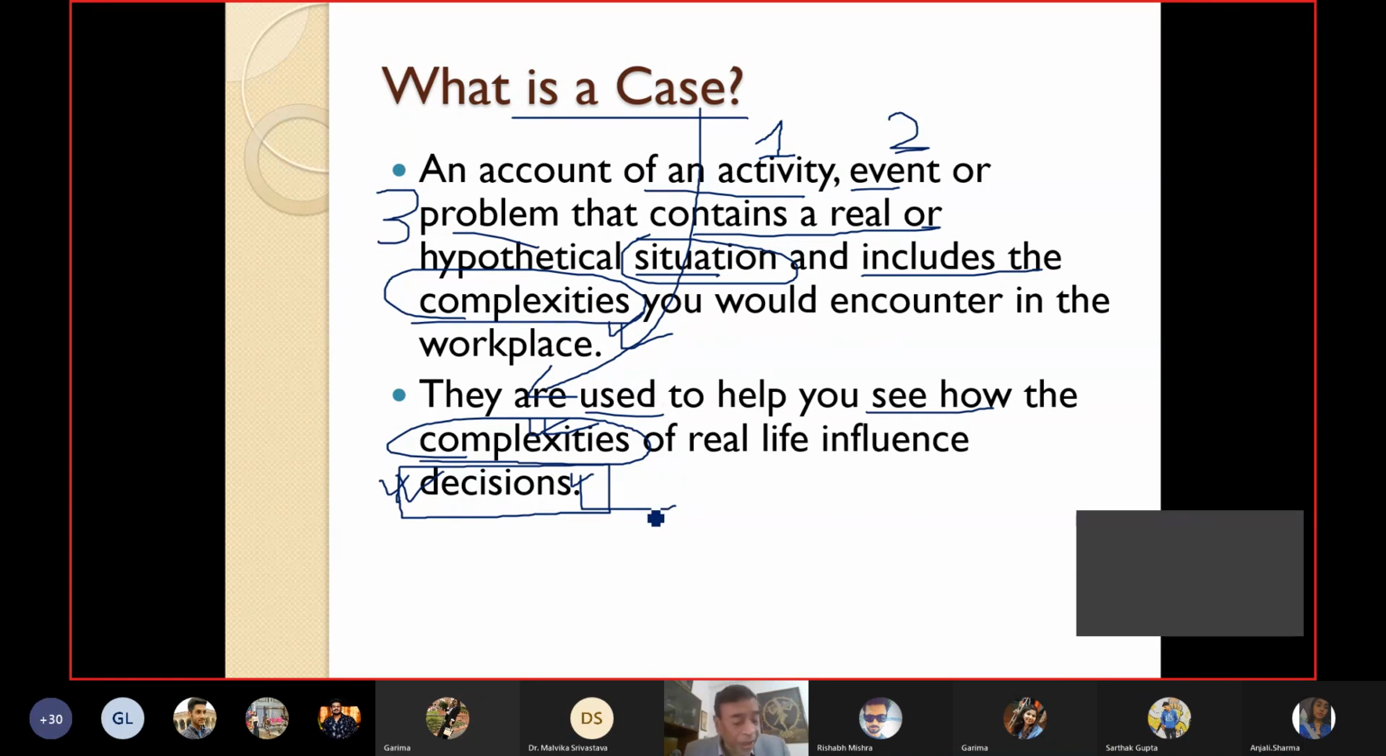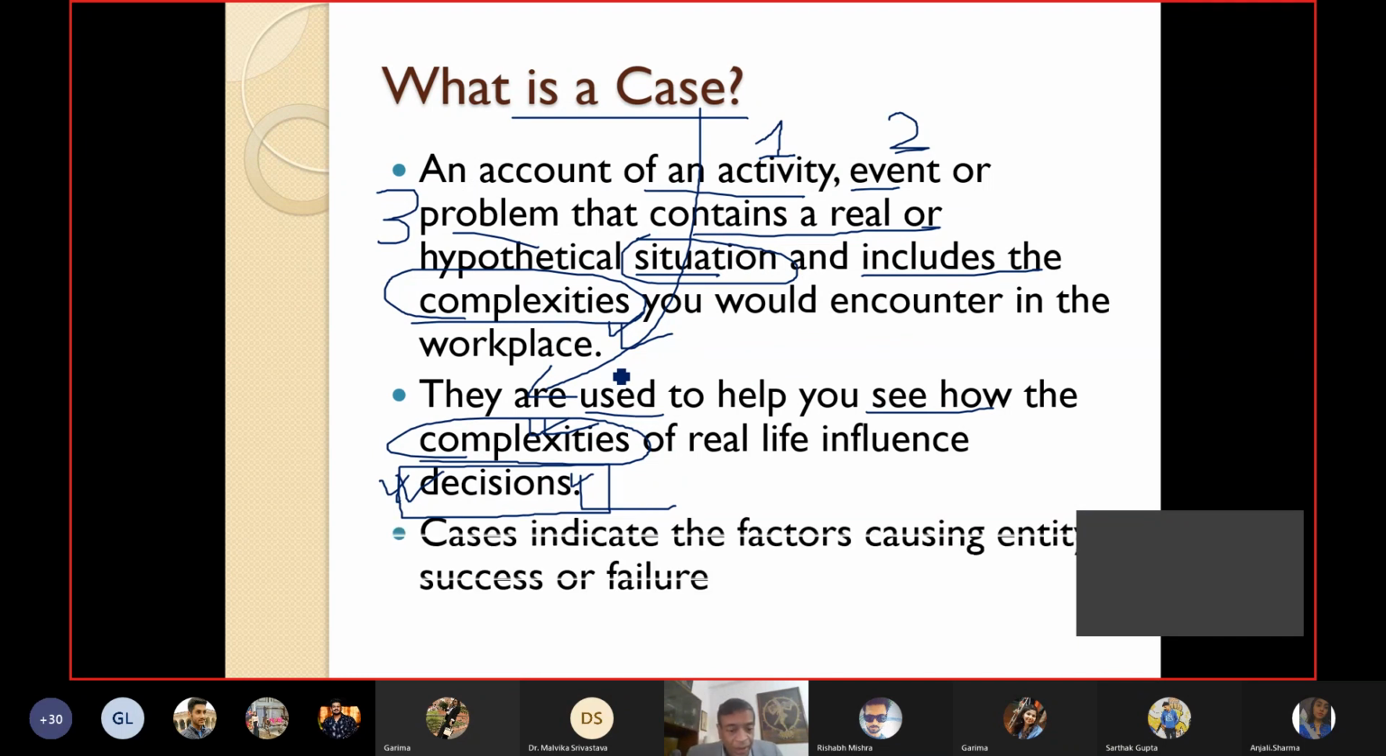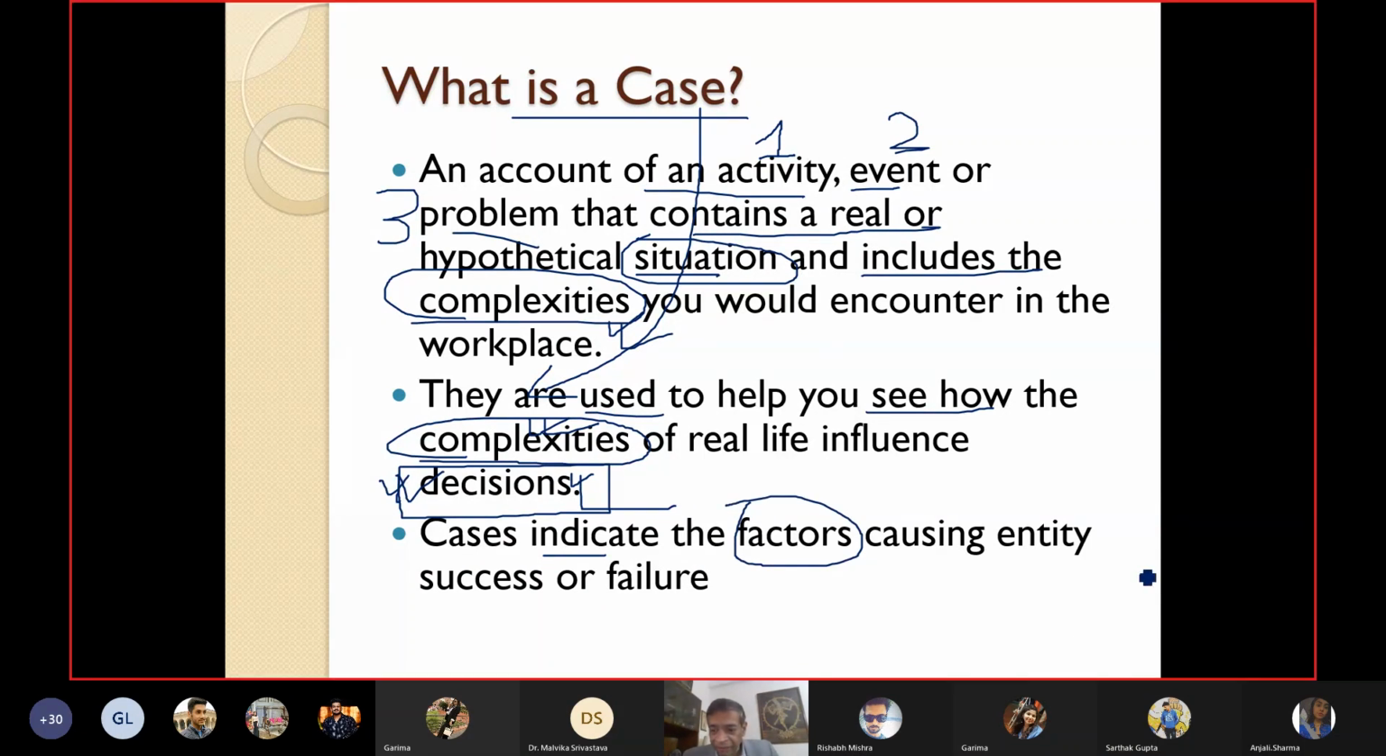Now, what decision would you take? A decision which solves the complexities, a decision which helps you to come to a particular solution. That is what is meant by a case. And cases indicate, I've already discussed this with you, the factors that cause entity success or failure.